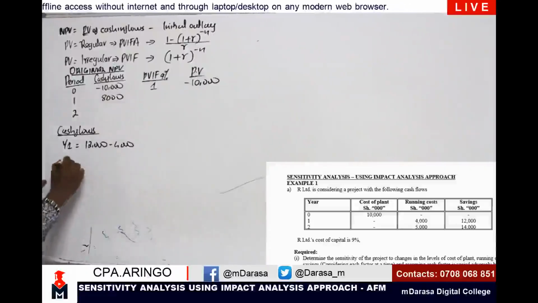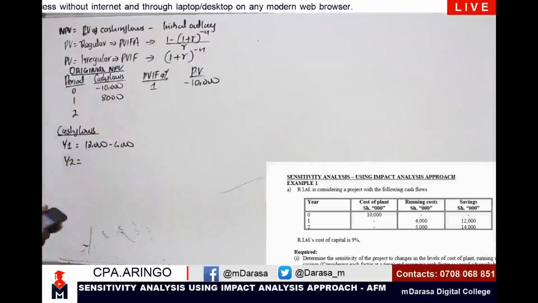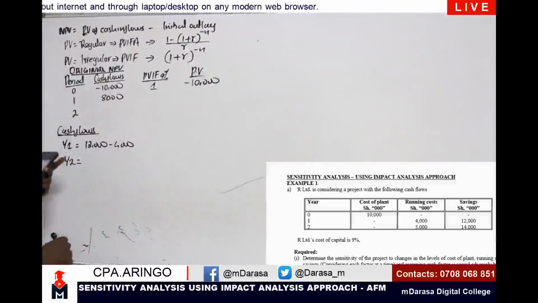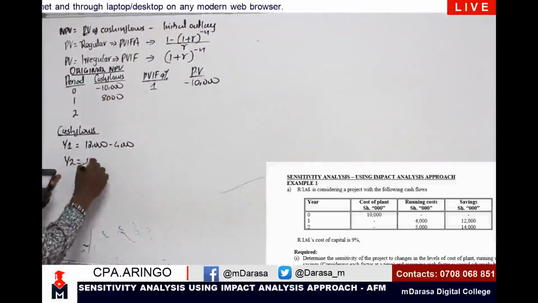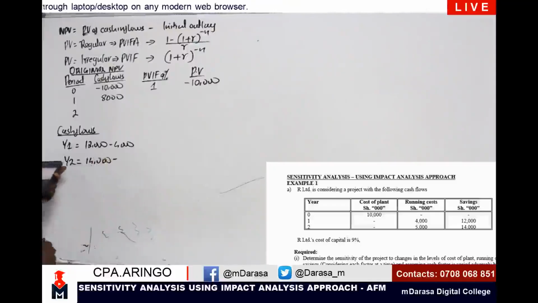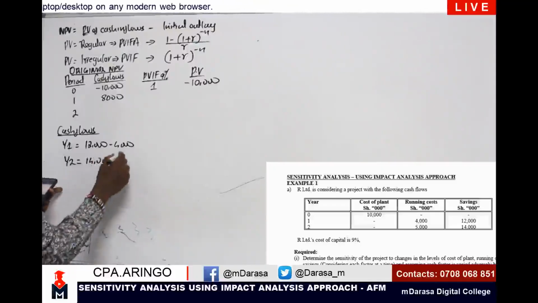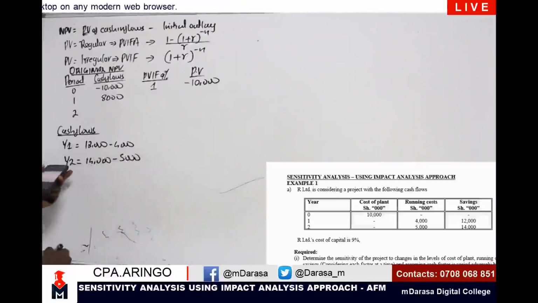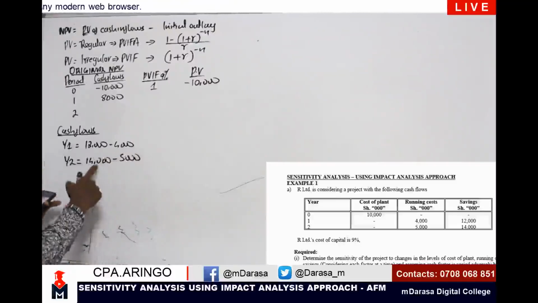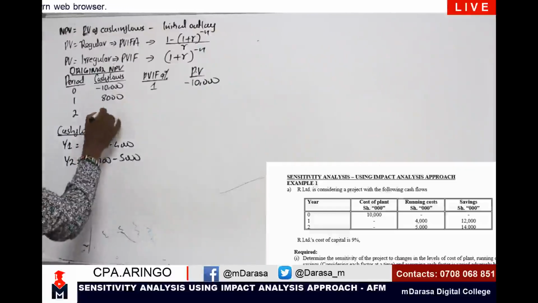Then year 2, what will you be having in year 2? In year 2, my good students, I'm having savings of 14,000, whereas our cost is 5,000. So in that case, you can clearly see 14 minus 5 is giving us what?